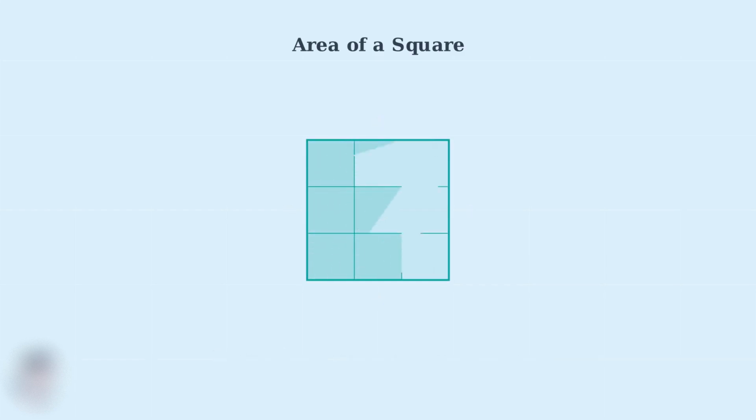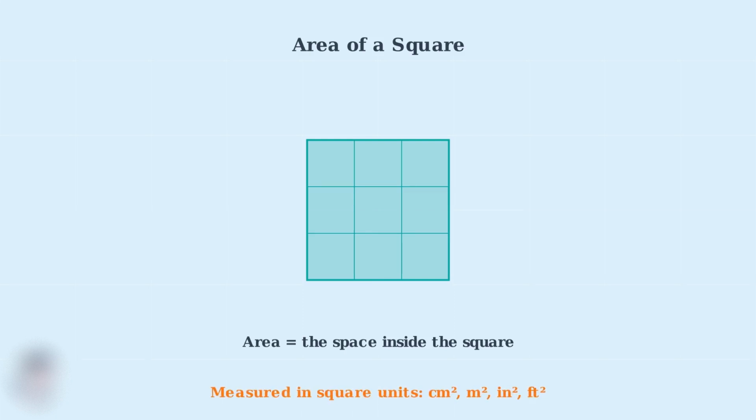The area of a square tells us how much space is inside the square. Think of it as the surface the square covers, measured in square units. Area is always measured in square units, such as square centimeters, square meters, square inches, or square feet. The choice of unit depends on the size of what you're measuring.